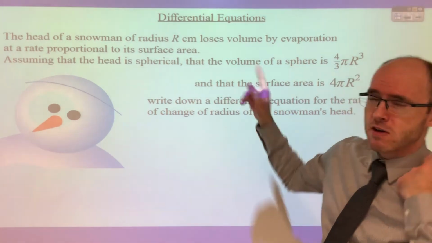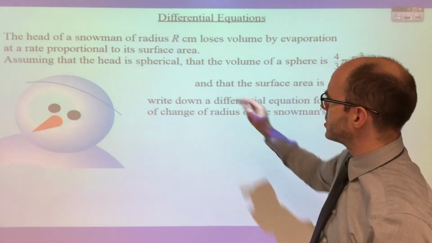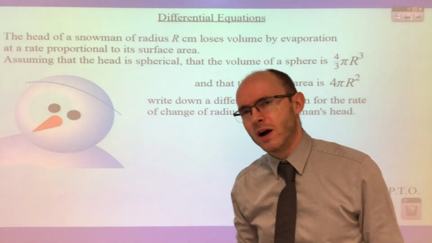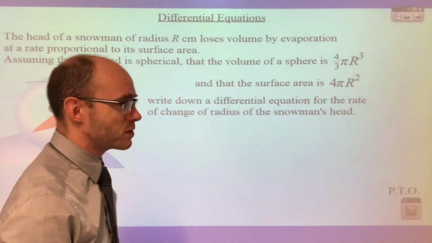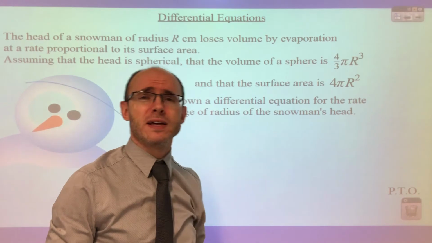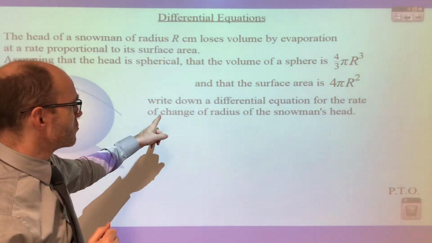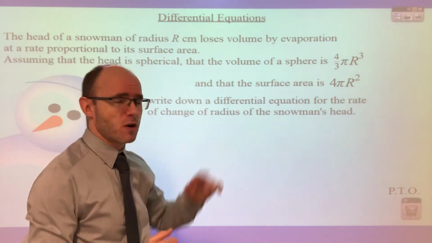Assuming that the head is spherical, difficult to do that, isn't it, to get a perfectly spherical snowman. Assuming the head is spherical, the volume of a sphere is 4/3 pi r cubed, and that the surface area is 4 pi r squared. So this bit doesn't tell you anything new. It's basically saying, look, these are probably going to be helpful for this example. Write down a differential equation for the rate of change of radius of the snowman's head.